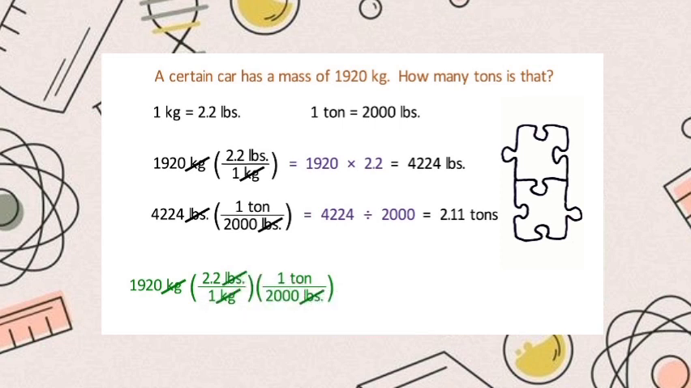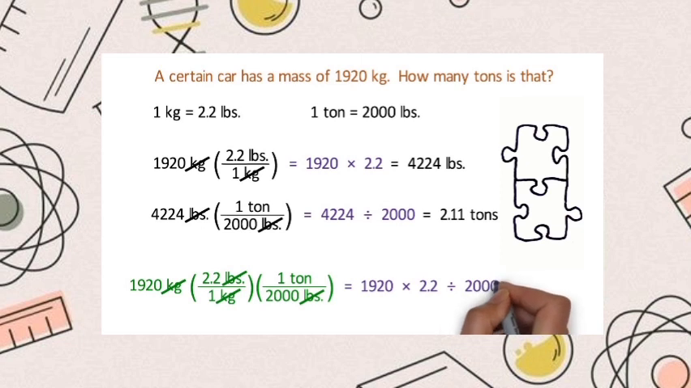We then proceed to calculate from left to right. If the 1 is on the bottom, we multiply. If the 1 is on the top, we divide. So, we multiply 1,920 by 2.2 and then divide that answer by 2,000. Final answer is 2.11 tons, which is exactly what we got the first time. But now we can see how powerful this method is. No matter how many conversions you need to do, putting the conversion factors in fraction form helps you to know when to multiply or divide.